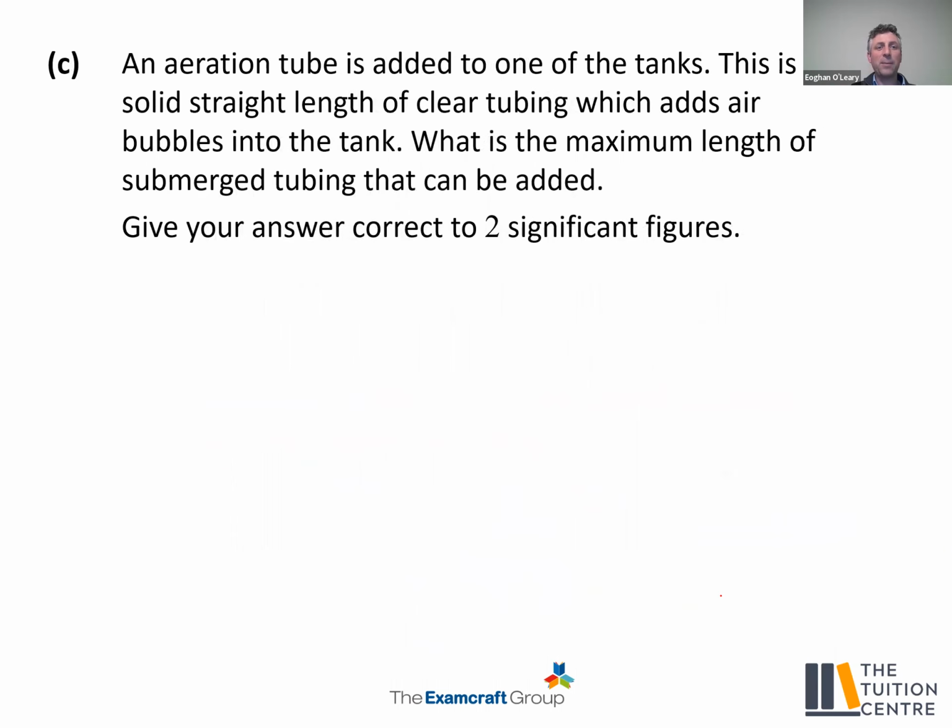One last little part, part C, says there's an aeration tube added to one of the tanks. This is a solid straight length of clear tubing which adds air bubbles into the tank. What is the maximum length of the submerged tubing that can be added? Give your answer correct to two significant figures.